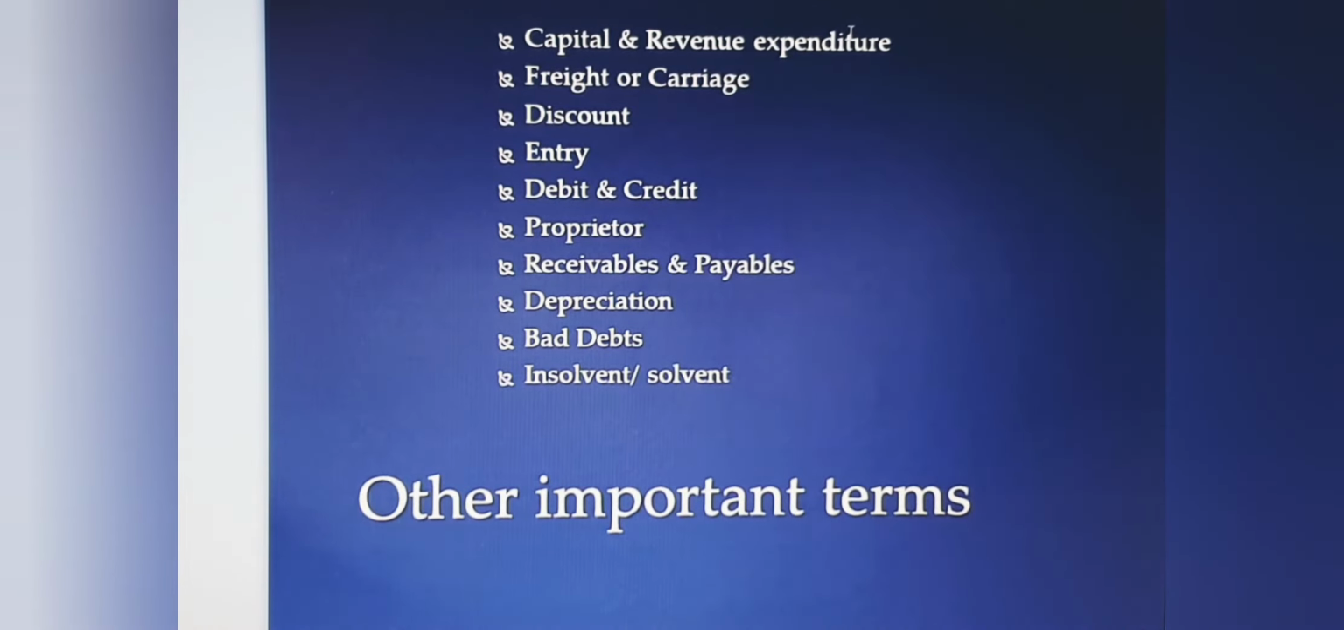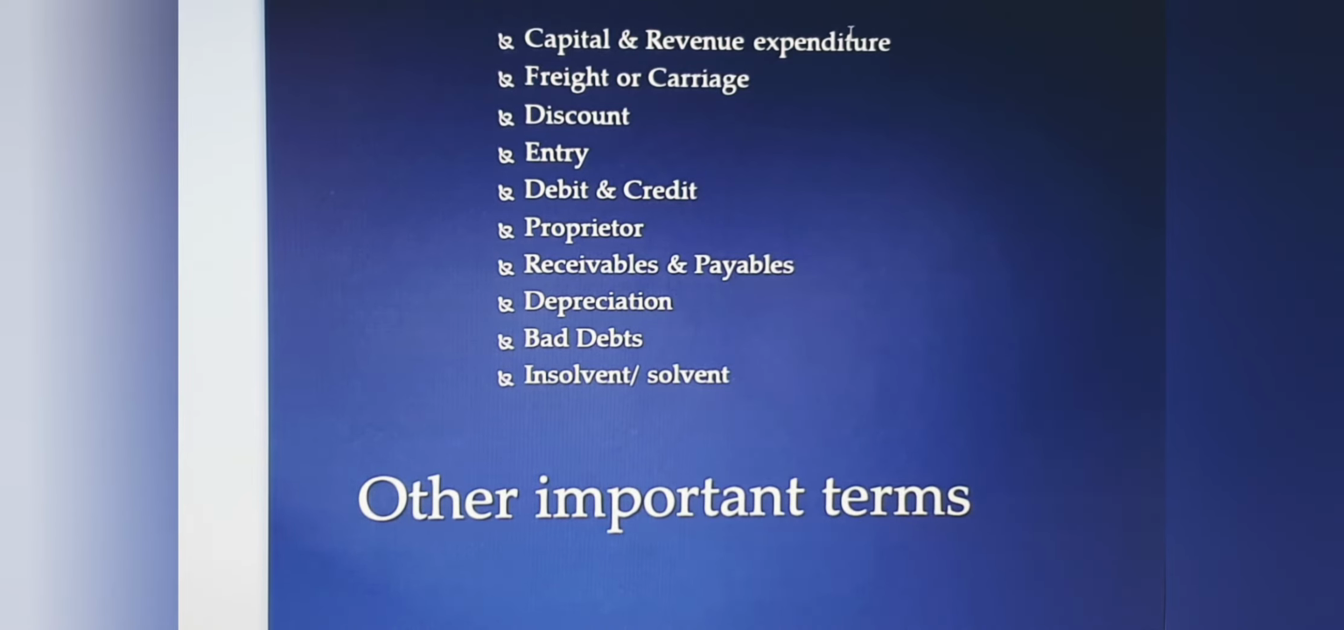Here are some other important terms related to accounts. Capital and revenue expenditure. Expenditure meaning expenses, kharch. Some expenses, the benefit of which will finish very easily or quickly. For example, if you have paid for transportation of goods, that is one time, the goods were transported, the money was spent and finished. Will you get its benefit again later? No. So that transportation cost is a revenue expenditure.